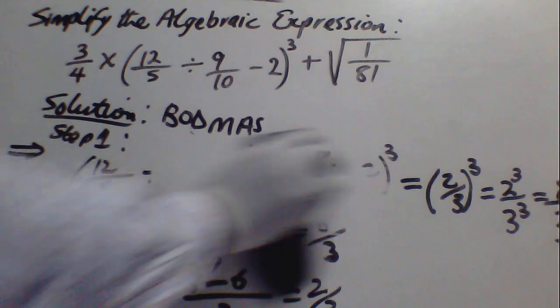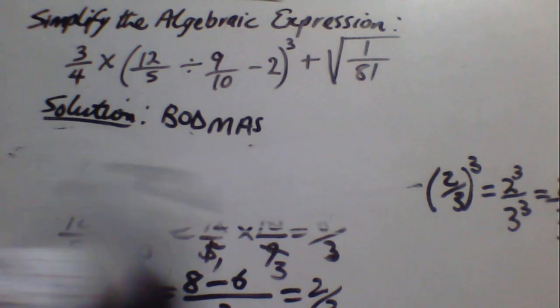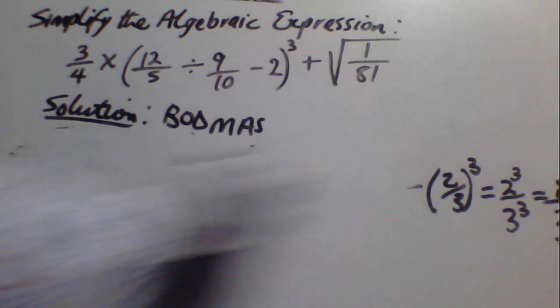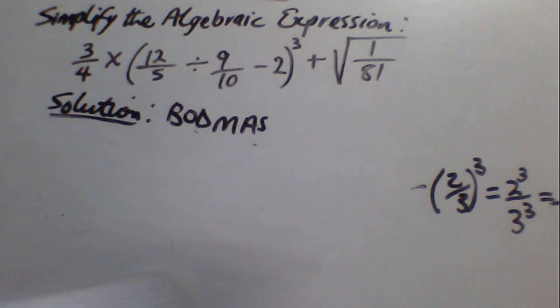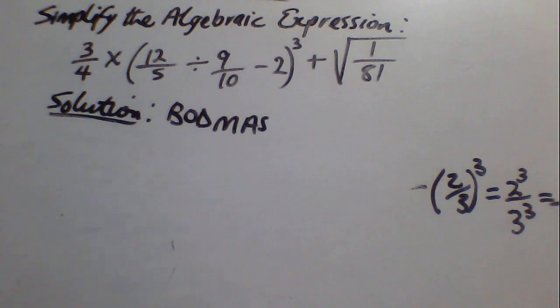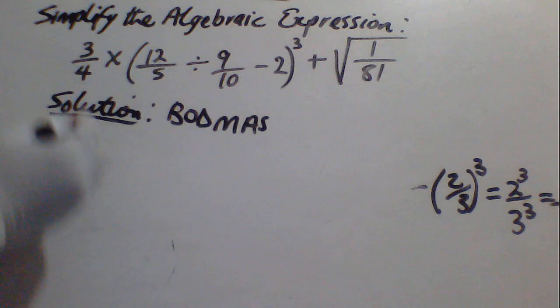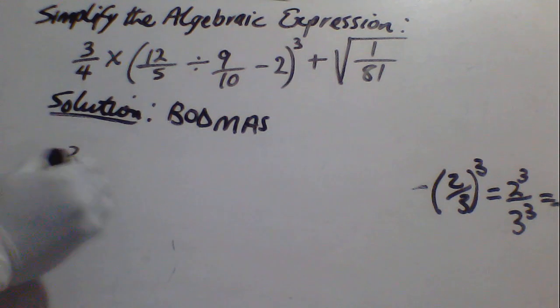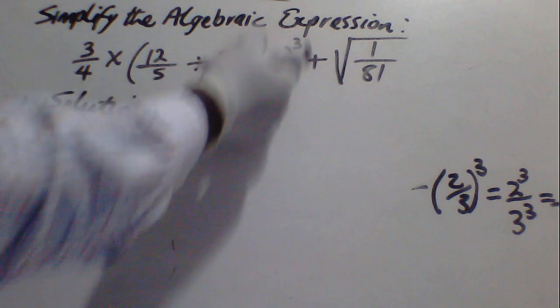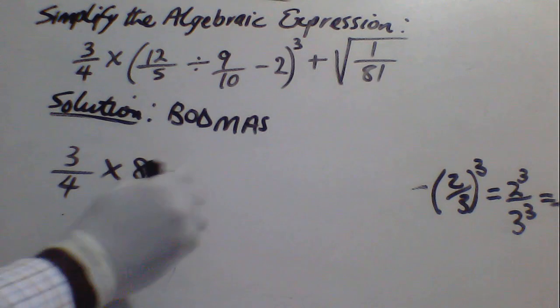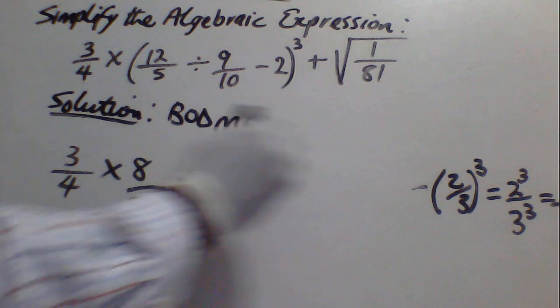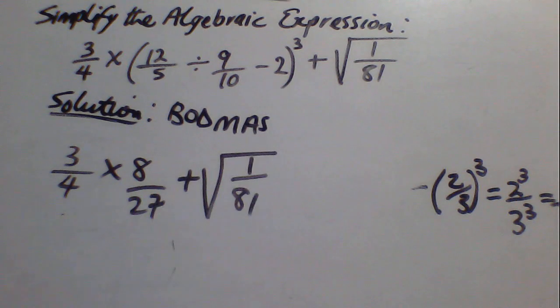So I clean here. Then you write it. So I can make it very easy. So we have 3 over 4 multiplying, we know every of these terms here, including the power, is equal to 8 over 27, plus the square root of 1 over 81.